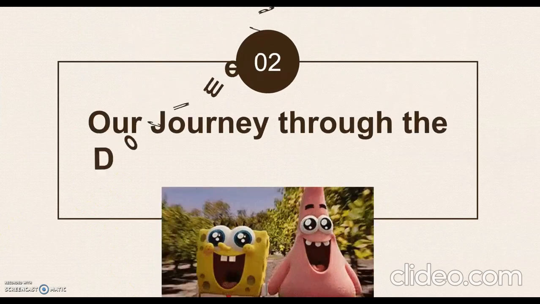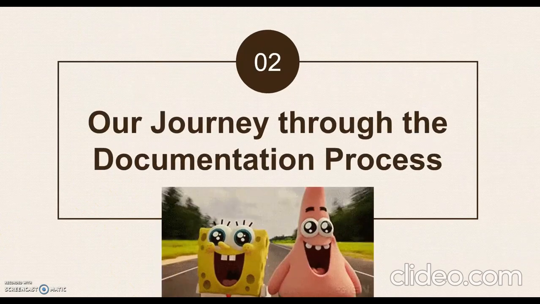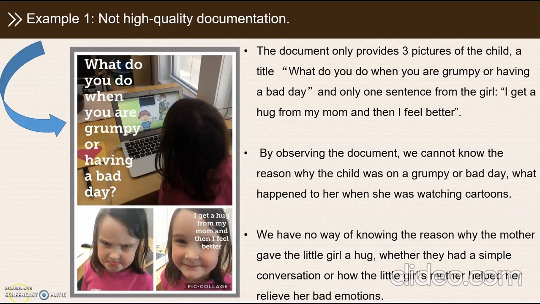So now we will go through our journey of the documentation process. The first example we give you today is a not high-quality documentation. This is not high-quality documentation because the information provided is quite shallow and not deep enough. The documentation only provided 3 pictures of a child, a title, what do you do when you are grumpy or having a bad day, and only 1 sentence from the child.